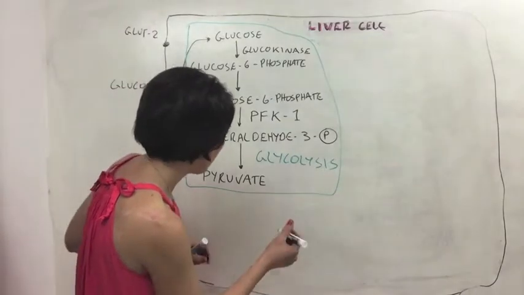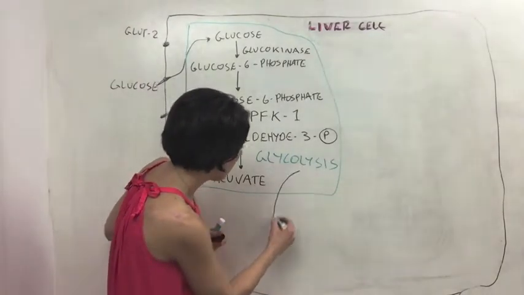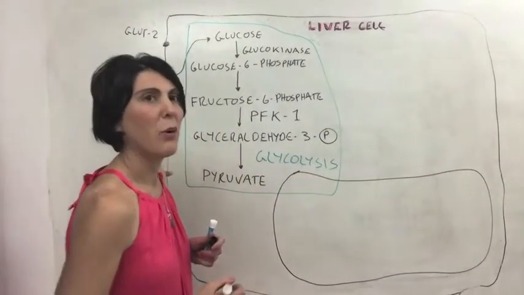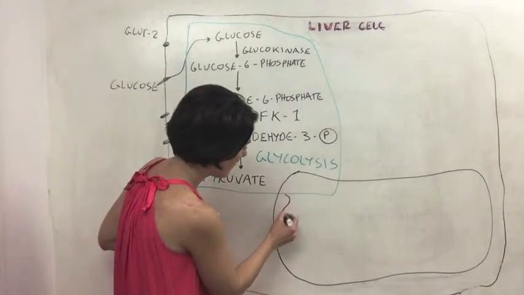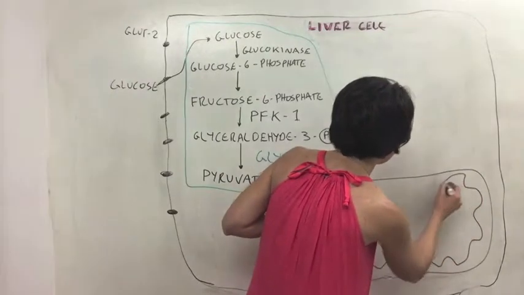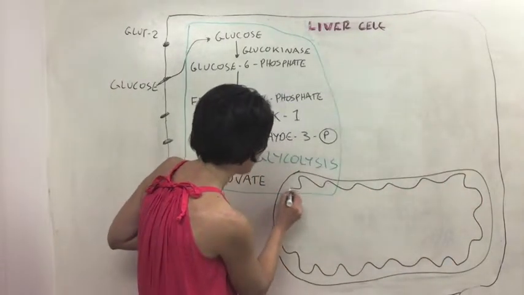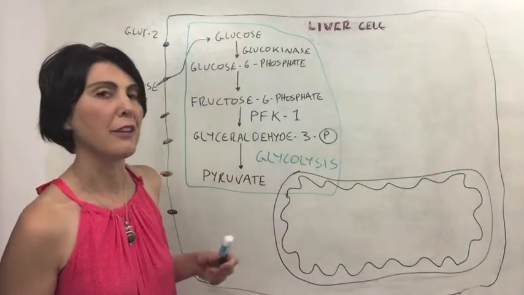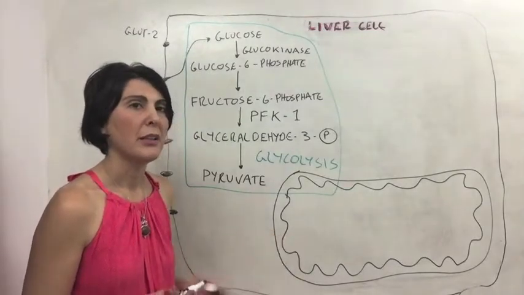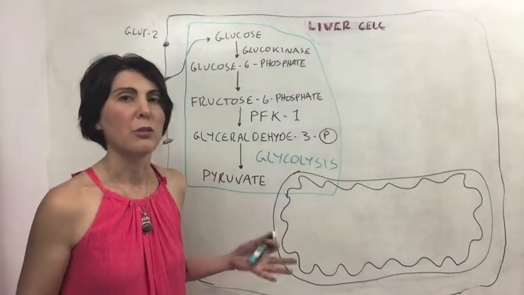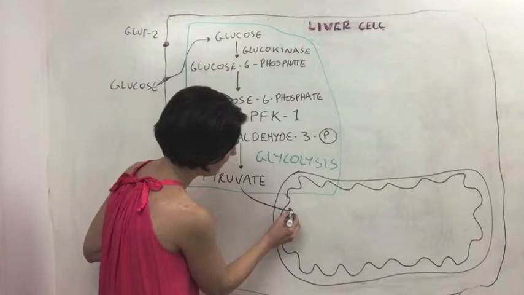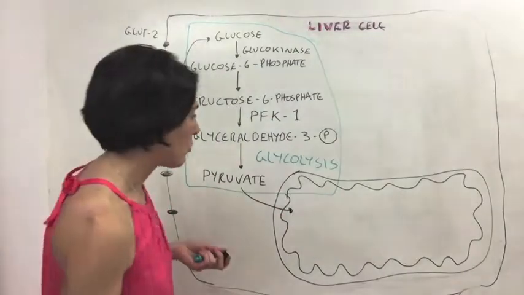Pyruvate can then enter the mitochondria. So the mitochondria are organelles within the cell. They power, it's like a powerhouse. And they're not as big proportionally as I've drawn them. I've just drawn it so I have enough room to write. But they basically provide a lot of the energy that we use for everyday function. So 30 ATPs per glucose molecule will be generated using oxidative phosphorylation, or the Krebs cycle. So pyruvate can then enter the mitochondria, and it will be converted to acetyl-CoA.